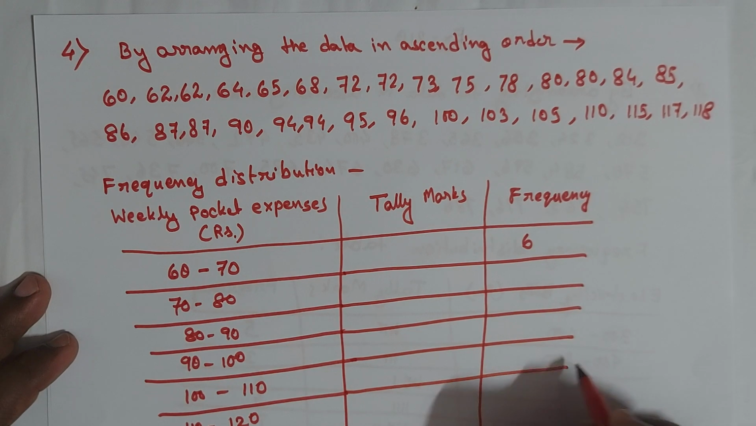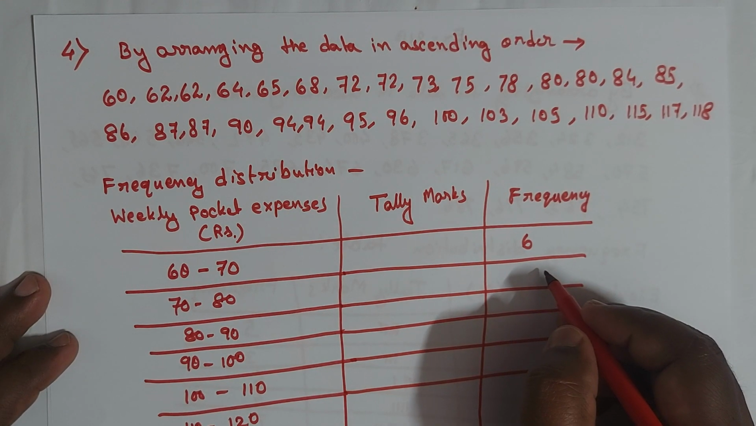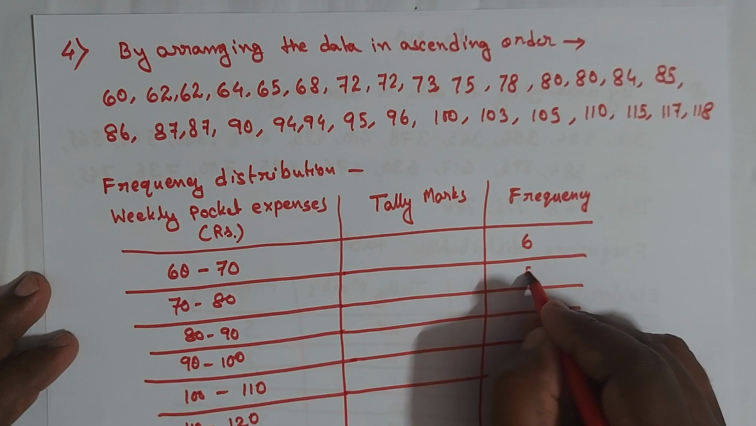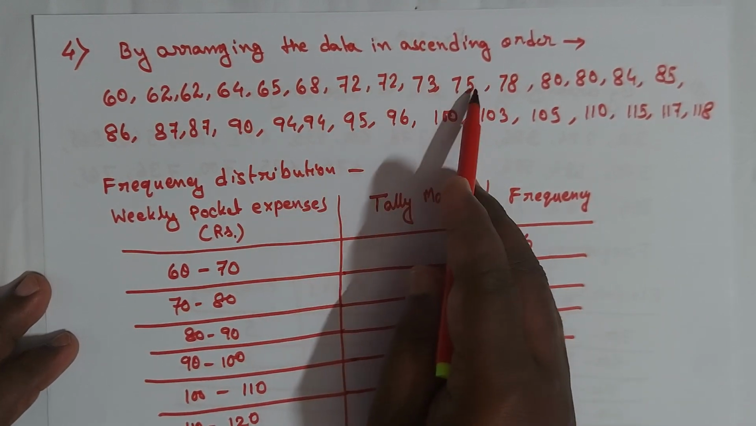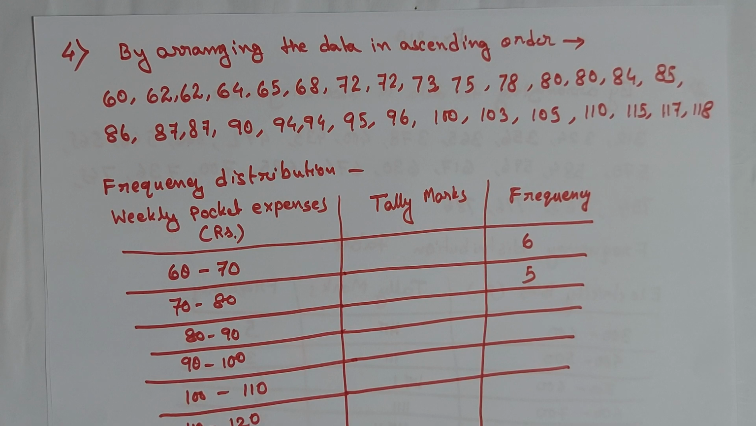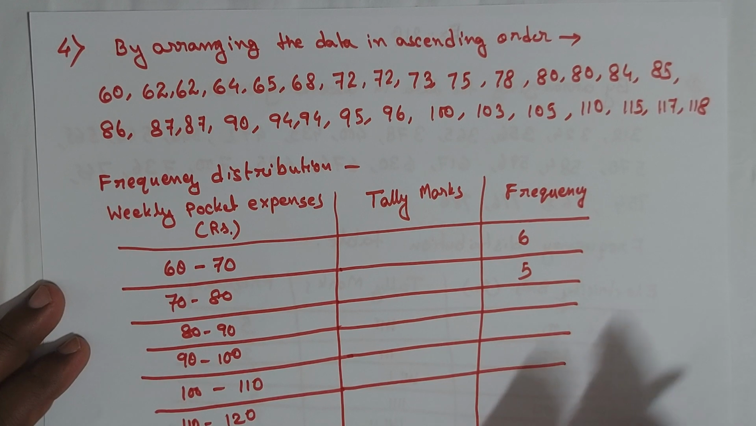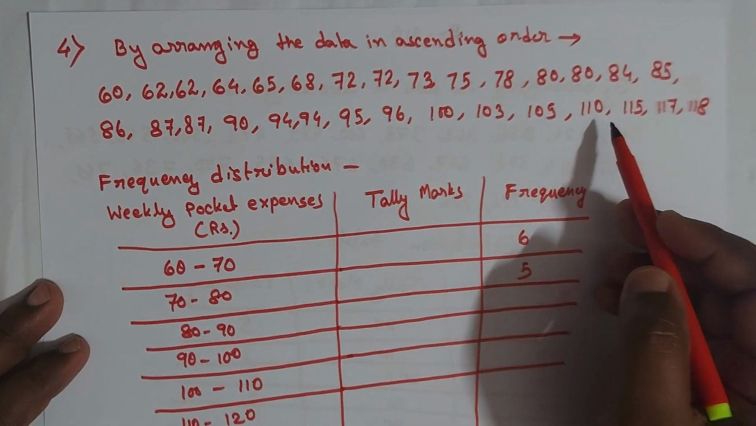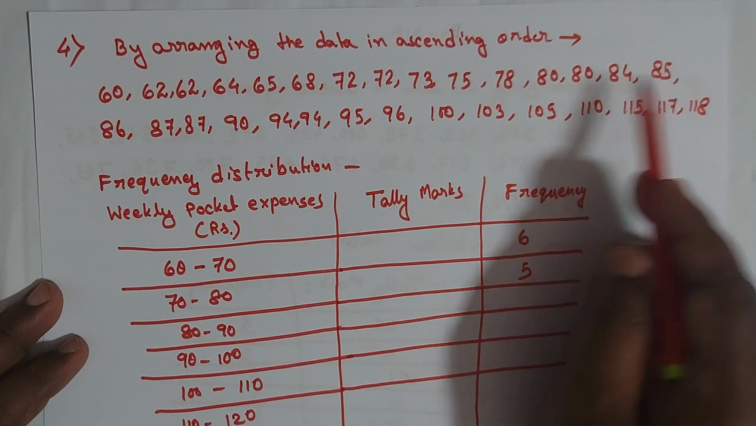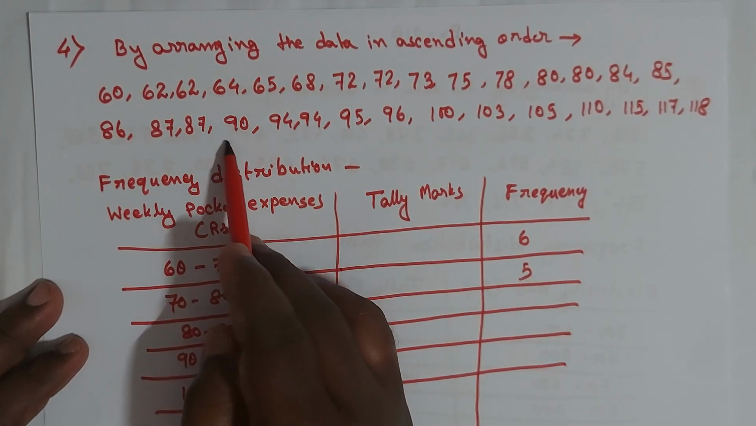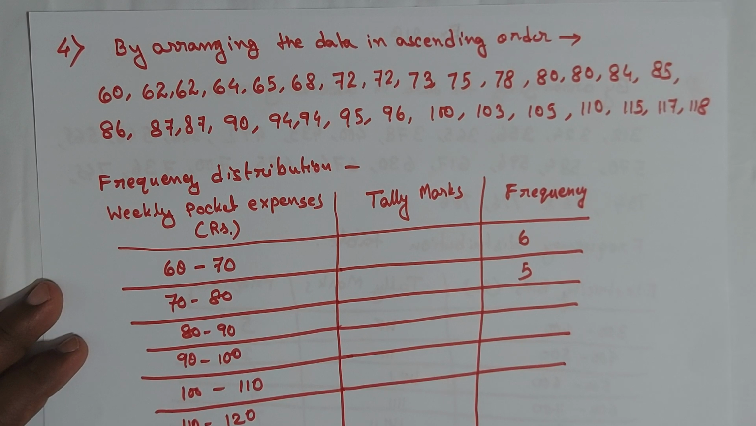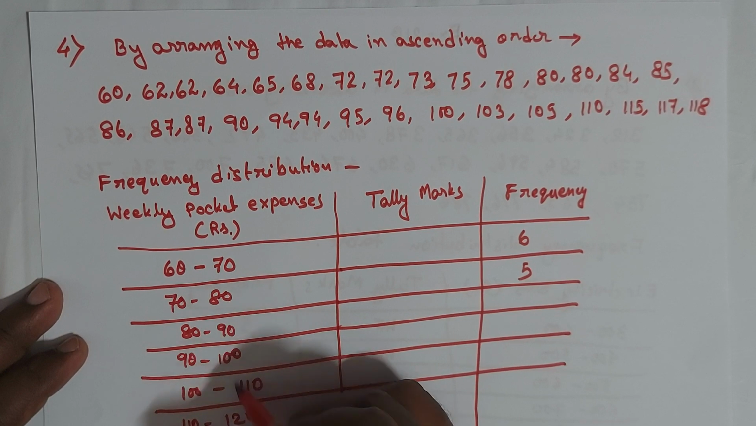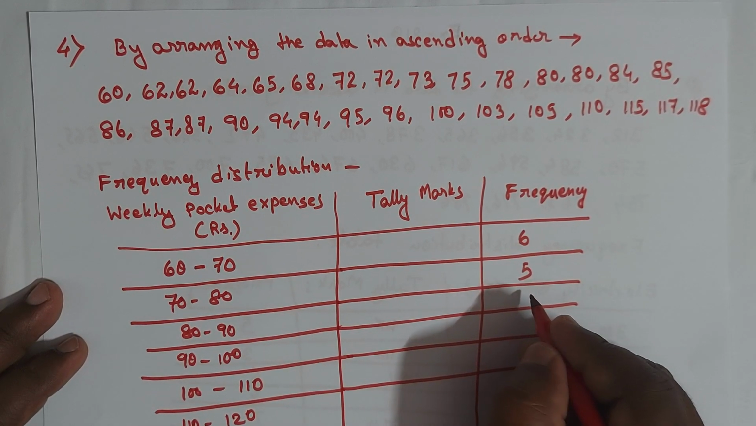Then what we need to do, 70 to 80, how many numbers are there? 5 numbers are there. How? 1 2 3 4 5. Count with me, I might make a mistake. 80 to 90, 1 2 3 4 5 6 7 8. 90 is not included. This is called the upper limit. The upper limit will not be included, so this will be 7 times.